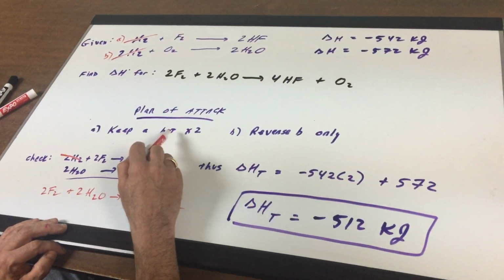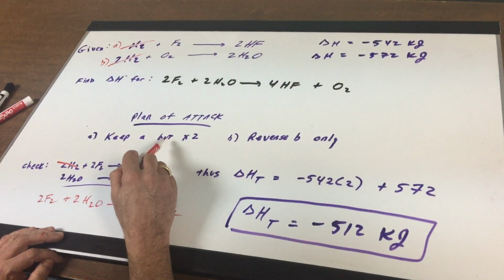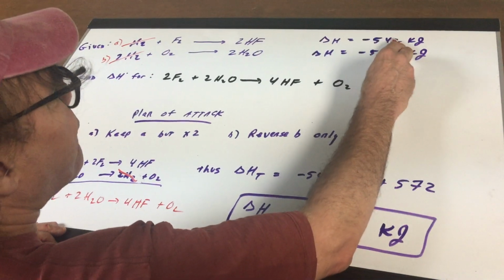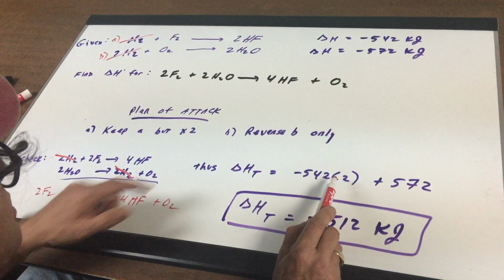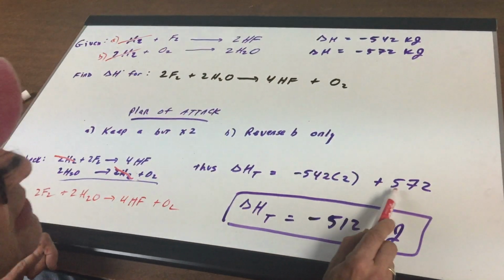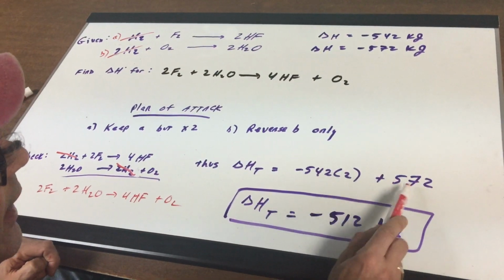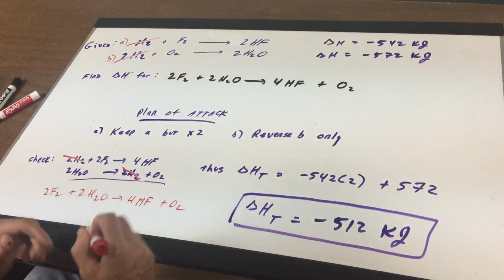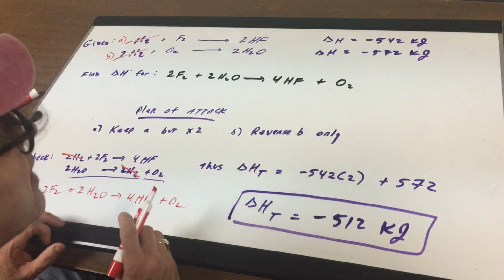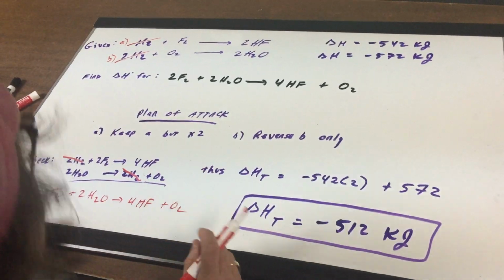Now you go back to your plan of attack, and you're going to keep A, so I'm going to keep the negative 542, but times it by 2, and I'm going to reverse B, so it's going to be plus 572, and when you add them up, you get negative 512 kilojoules. I hope you can see what I've just done. That's a guaranteed DAT question. Let's do 1 more.